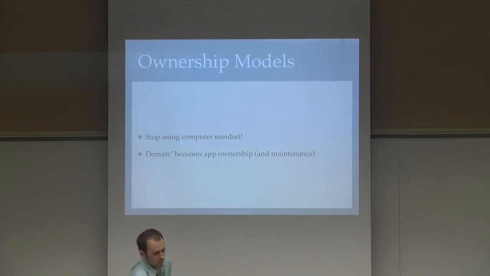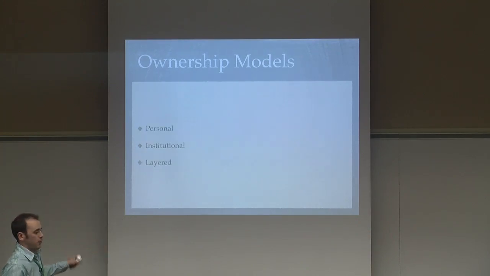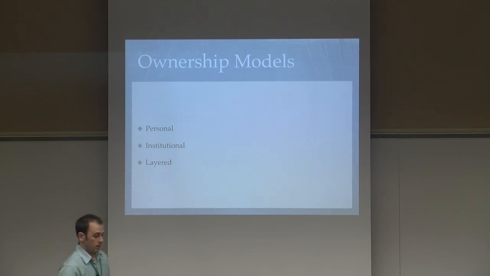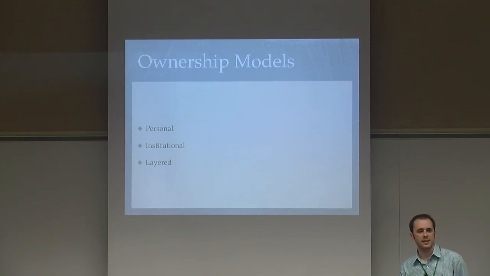So the ownership models. There's really three, and only three. There's personal, institutional, and layered. And this is all from the iOS 5 deployment guide, so if you haven't seen that, go grab it. It's a great resource. It has some excellent use examples in there.